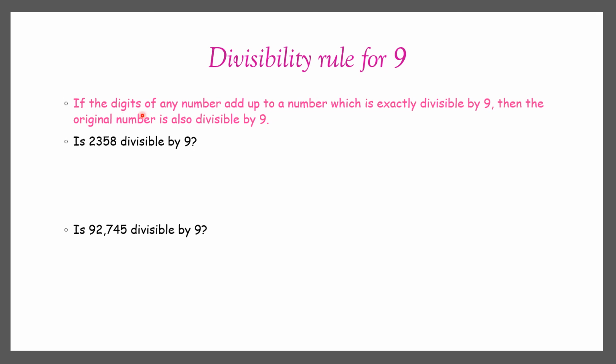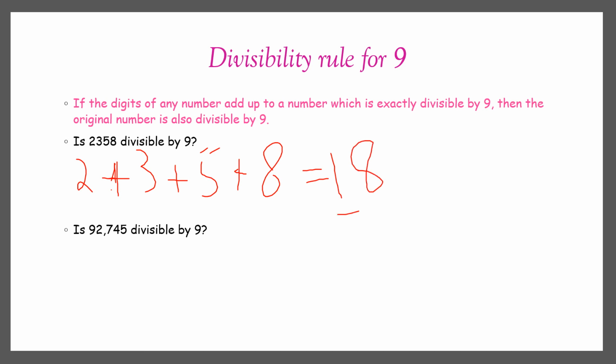Divisibility rule for 9. If the digits of any number add up to a number which is exactly divisible by 9, then the original number is also divisible by 9. This rule is similar to the divisibility of 3. We just have to add all the digits and see whether the result is divisible by 9 or not. 2 plus 3 plus 5 plus 8 is 18. So 18 is divisible by 9 because 9 twos are 18. So yes, this 2358 is divisible by 9.